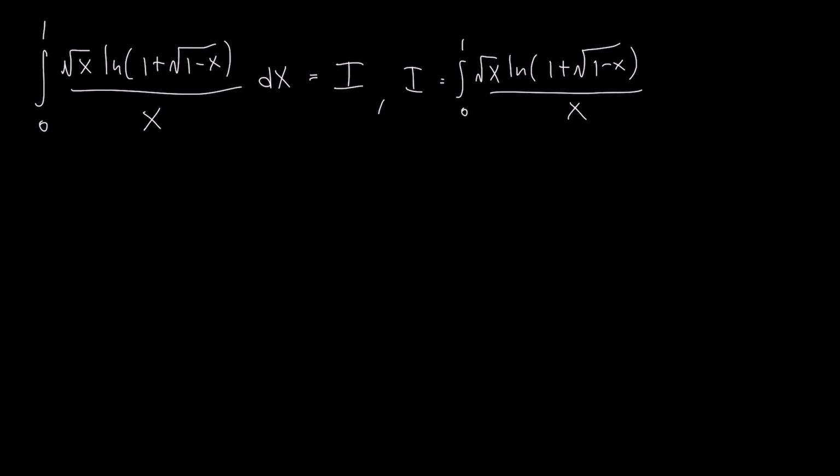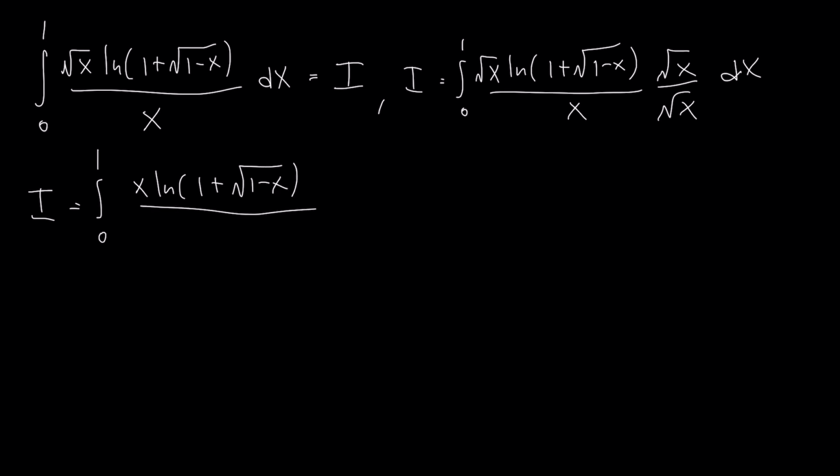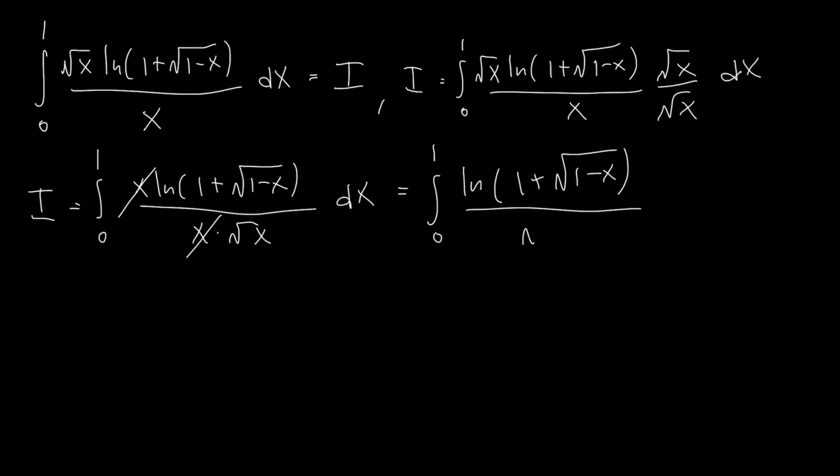But now I'm going to multiply both the numerator and denominator by a factor of square root of x. So our integral becomes the integral from 0 to 1 of x log of 1 plus the square root of 1 minus x, divided by x times the square root of x, dx. And the x's divide to 1, so we're left with the integral from 0 to 1 of the natural log of 1 plus the square root of 1 minus x, divided by the square root of x, dx.